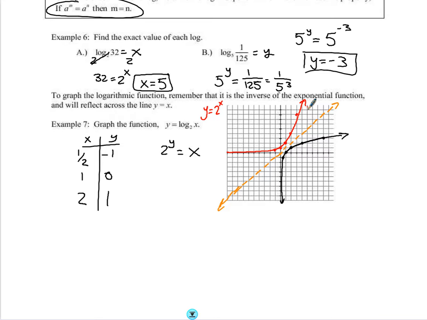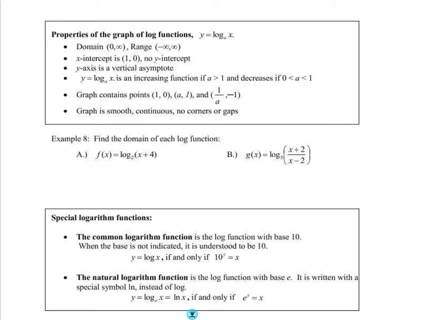Because these are inverses of each other, a lot of their properties are going to be similar between logs and exponents, but just flipped around. The domain and range are flipped from exponents. I have an x-intercept where I don't have a y-intercept. For logs, that was switched around from exponential functions. The y-axis is my vertical asymptote, and so on and so forth. It's a smooth, continuous curve with no gaps or corners.